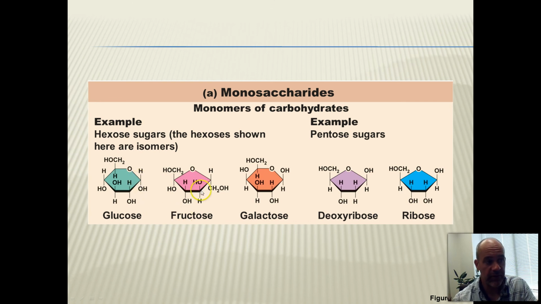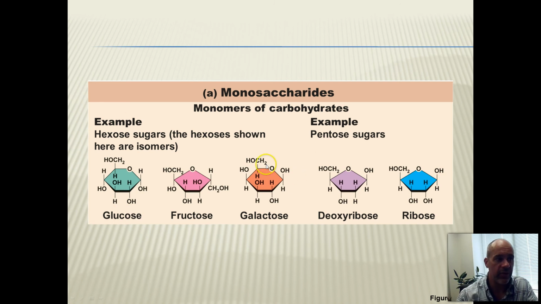Fructose, the fruit sugar, is another type of 6-carbon sugar, but the positions of the carbons, you can see that the molecule looks different, so that's what makes it fructose rather than glucose. That pattern of arrangement of those atoms is very important.